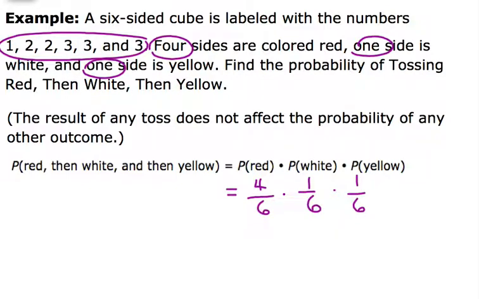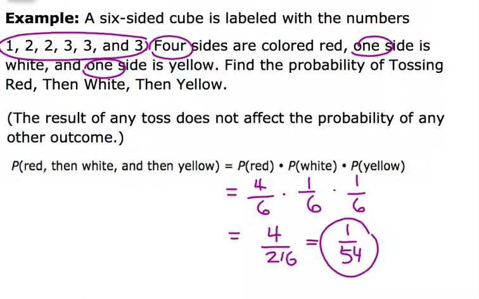So now we go ahead and multiply across. 4, and then 6 times 6 times 6, 216. Now again, we want to reduce down. So we reduce it by 4. So we have a 1 in 54 chance of getting a red, then a white, then a yellow.